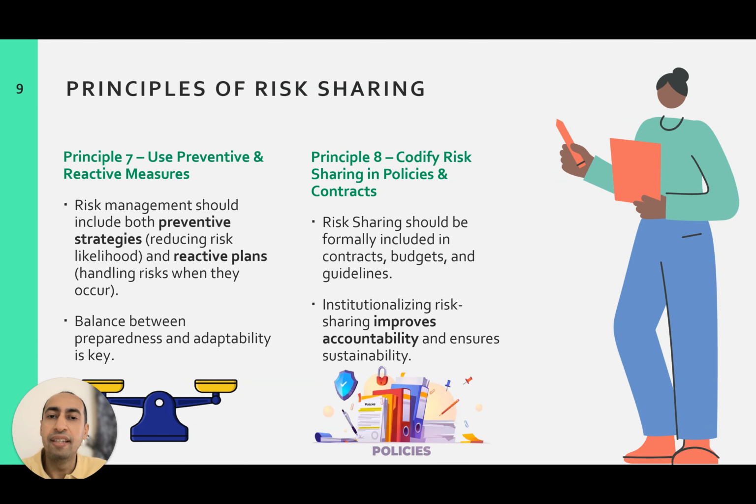So now we are in the last two principles, Principle 7 and Principle 8. Principle 7 is about using preventive and reactive measures. What are preventive and reactive measures in general? Here we can see in the two bullet points, risk management should include both preventive strategies, reducing the risk likelihood, and reactive plans, handling risks when they occur. And the second one, balance between preparedness and adaptability is key.